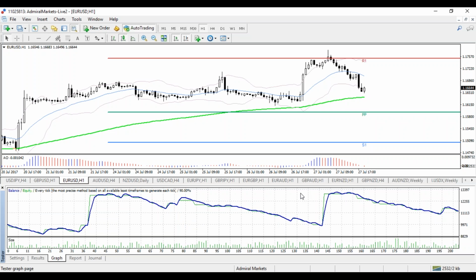Definitely when there's momentum, you catch these bigger wins, and then when there's a correction and the market doesn't make that momentum, it slowly loses and then gains again when there's momentum. So that's basically the gist of this particular EA.